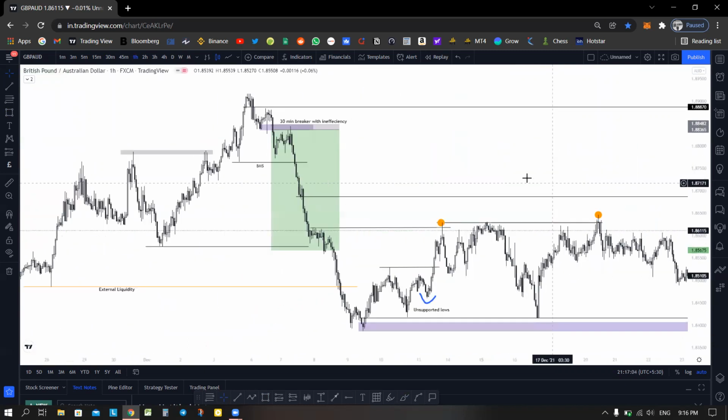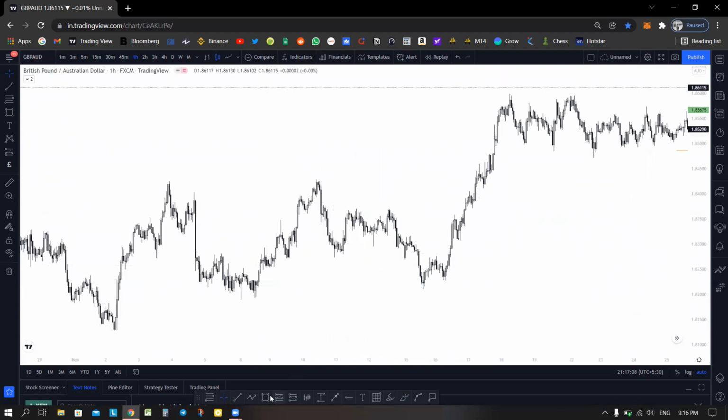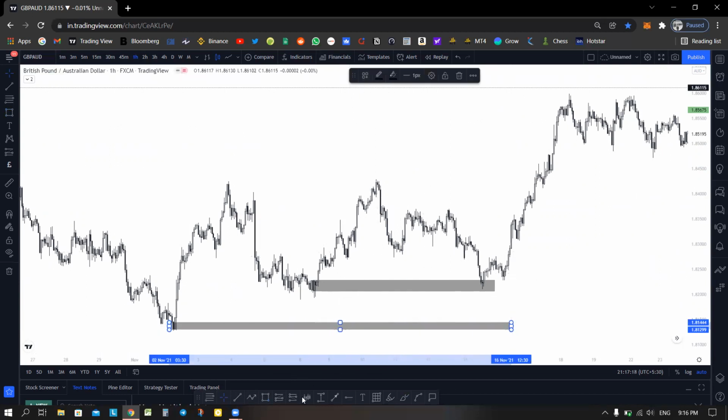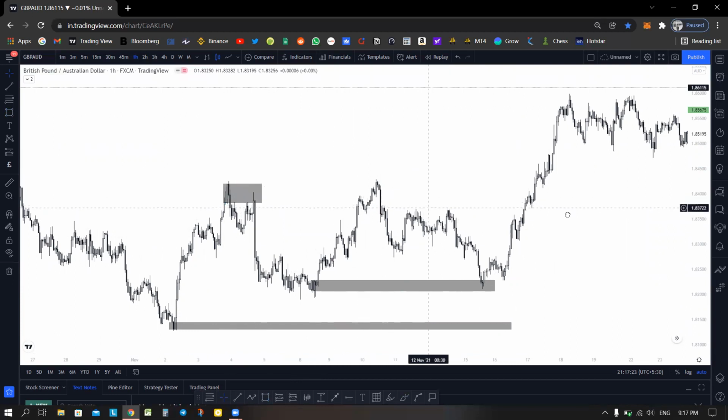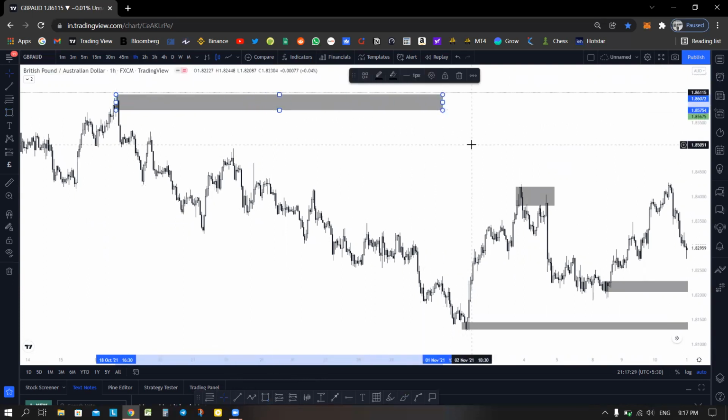This was your bullish order block, last year's candle. This can also be your bullish order block here. This one is a bearish order block, and this one is a bearish order block.